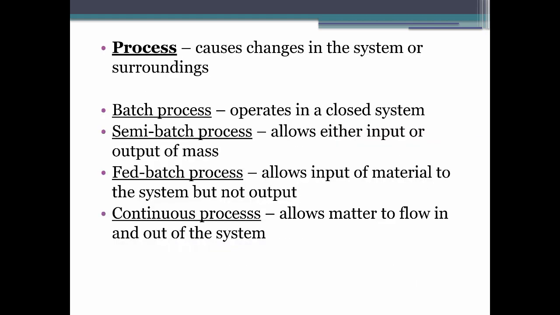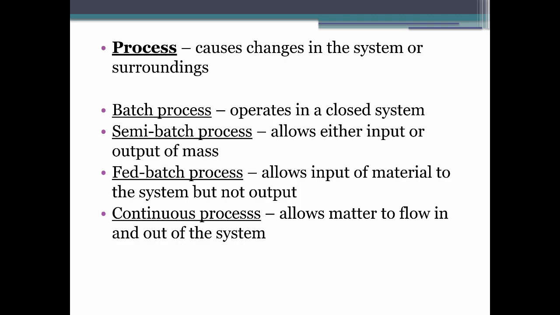So for a process, the process is anything that causes change in the system and or its surroundings. So we have several types. You have the batch process, which operates in a closed system. So there's no exchange of matter as long as the process is taking place. An example of that, if you are fermenting wine, so you do a batch fermentation. So at the start of the fermentation, you close the bottle and then allow it to ferment. So you do not open the cask until the process ends. So that's an example of a batch process.